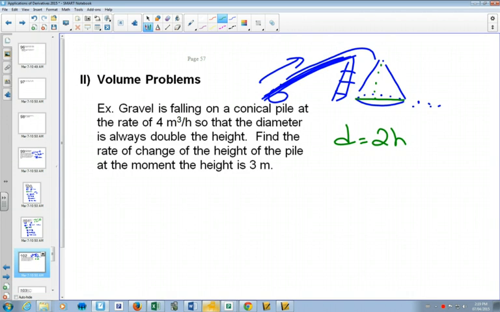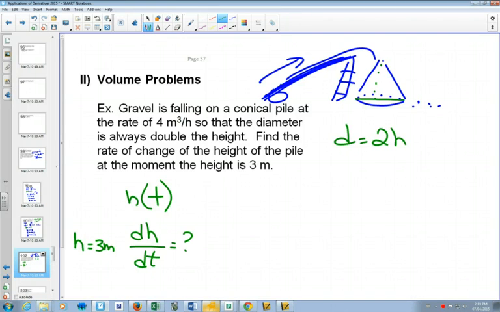We want to find the rate of change of the height. So we want to find dH/dt. So that tells us that height is a function of time, which makes sense. As time goes on, that cone is going to get taller and taller and taller. And we want to find that exactly when the height is 3 meters.